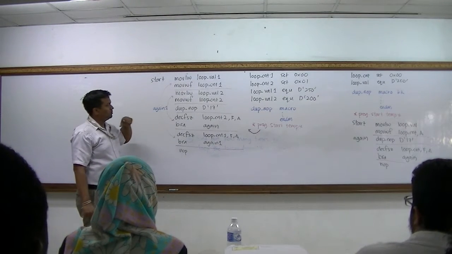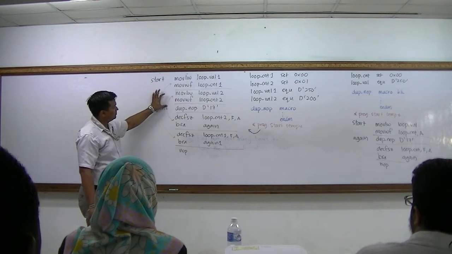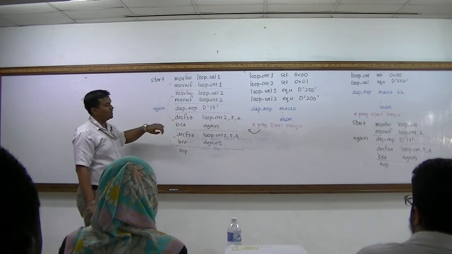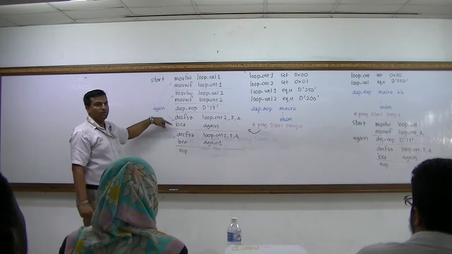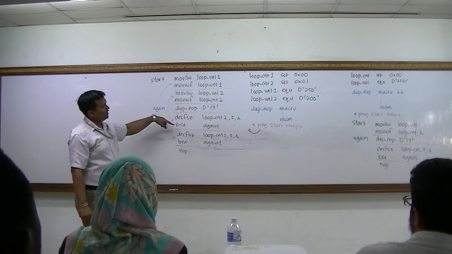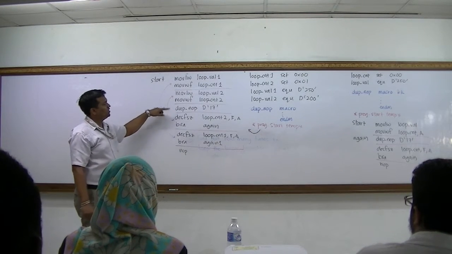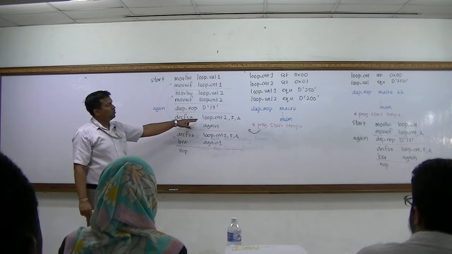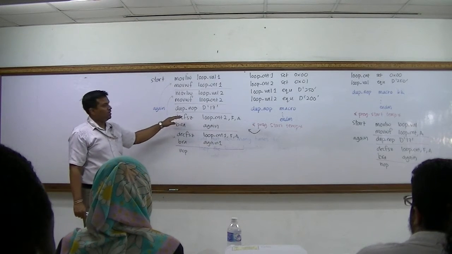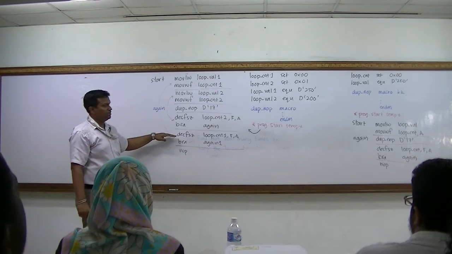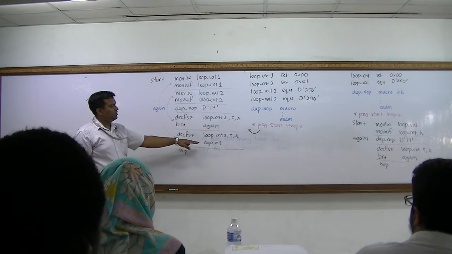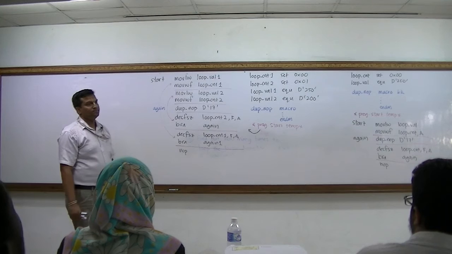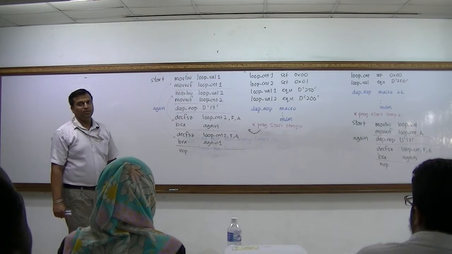Again, it should loop this one for 200 times. Once this finishes 200 times, what happens? Loop count will become 0 and it will skip to this one. So this one, branch again, should go where? Branch again 1. Where should it go?